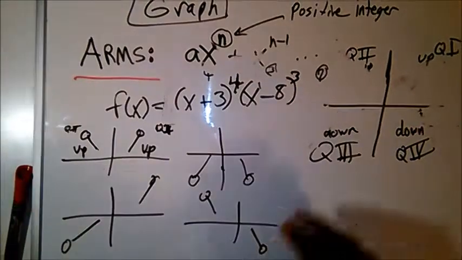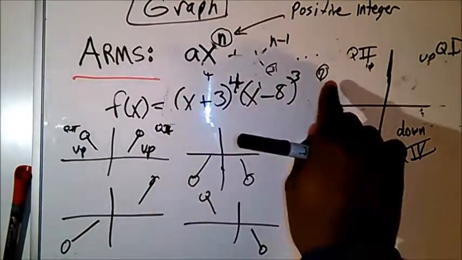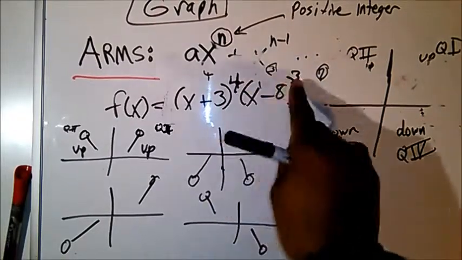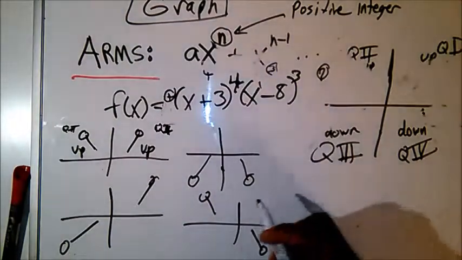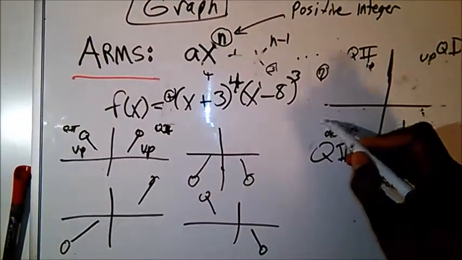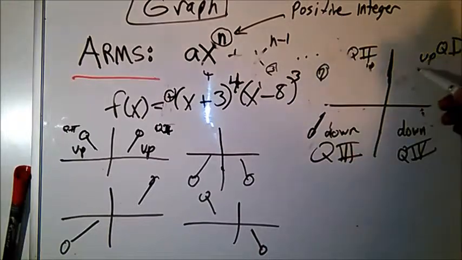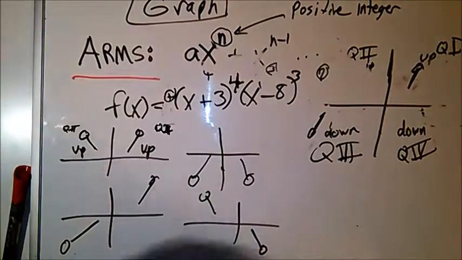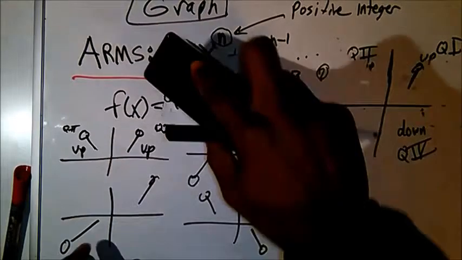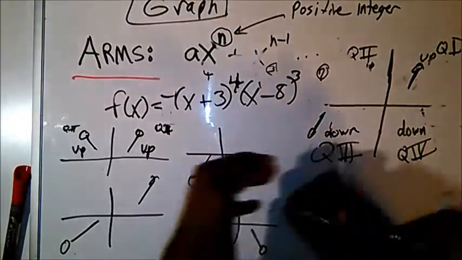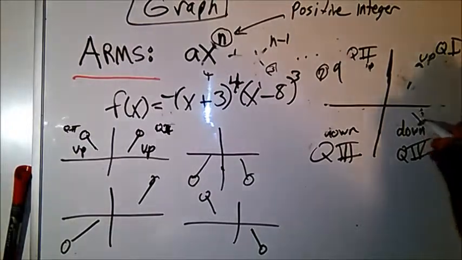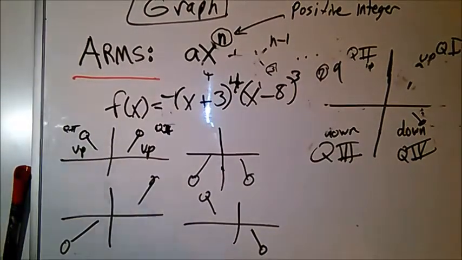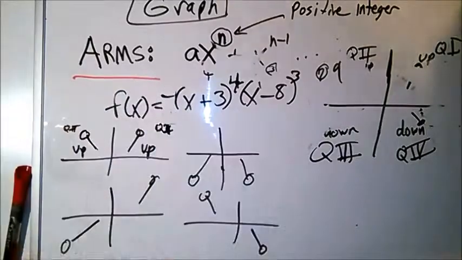It's odd. So we know that the highest power will be 7 because we just counted it out. And look, it's positive, isn't it? It's positive. So it will be odd, and since it's odd, it's going to start down left and end up right. Down left, up right. Good. Okay. If it was negative, then it will be the opposite. If it was negative, up left, down right. Now, that's the first step, your arms.